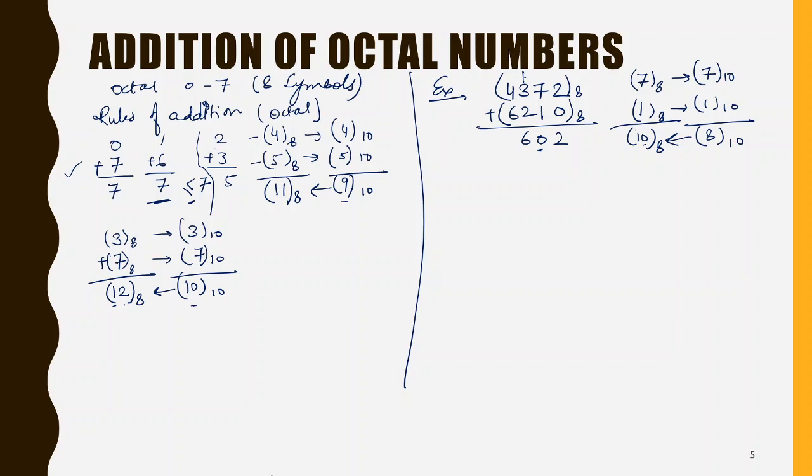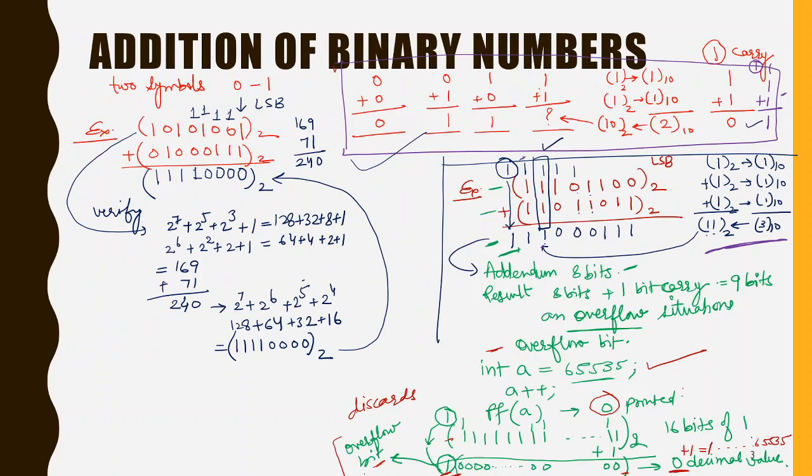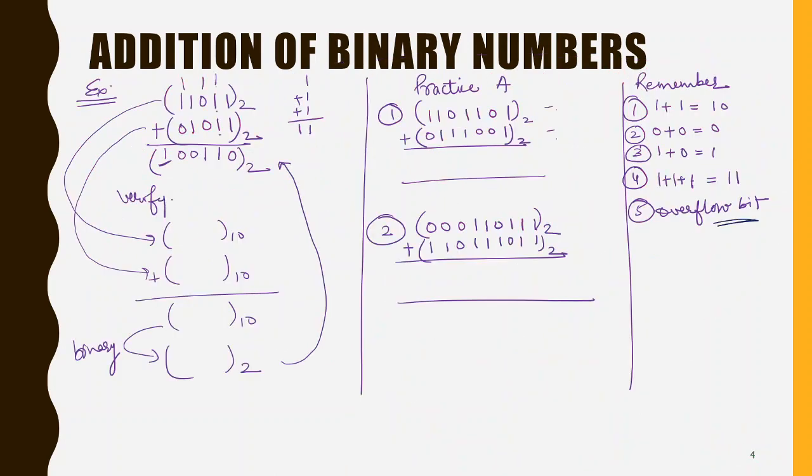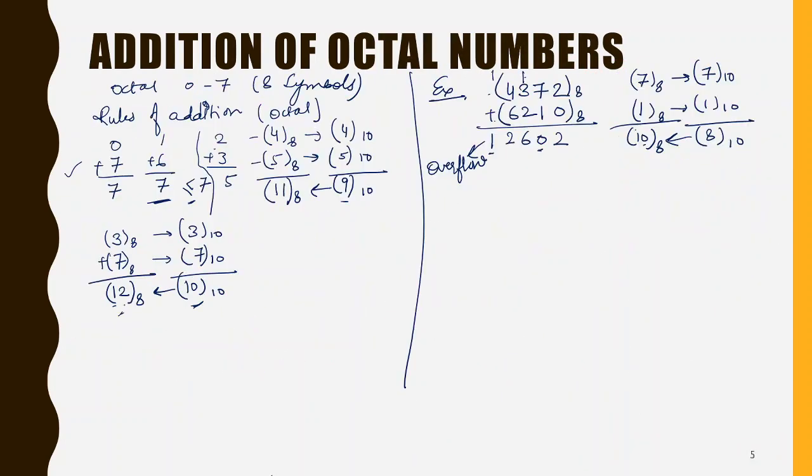10 in decimal is 12 in octal. So 2 will be here and 1 will go in the carry, and there are no more digits, so this 1 is overflow. It is the same as what happened in the binary system, where we understood the overflow bit. This is the overflow digit.